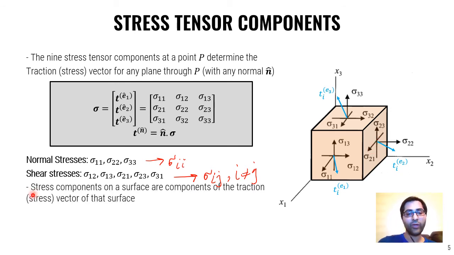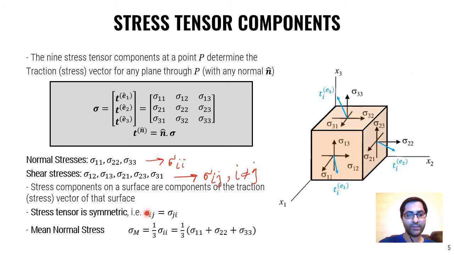Stress components on a surface are components of the traction stress vector of that surface. So each of these surfaces has a traction vector, as you see, T of E1, T of E2, and T of E3, and the normal and shear stresses on that surface are basically the components of the stress tensor associated with that surface.